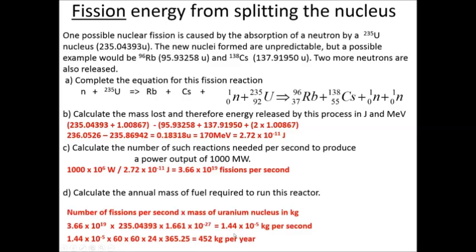Some of the work you've done earlier in school, where you consider the amount of coal a coal-fired power station uses, is quite scary. It's numbers of train loads per day. Here we've worked out you can run a 1000 megawatt reactor with about 450 kilograms of fuel in a year.